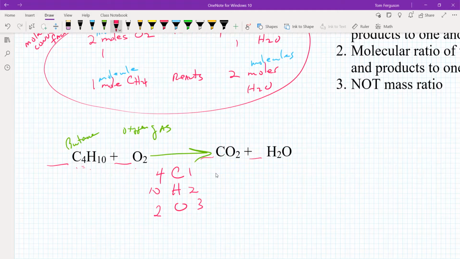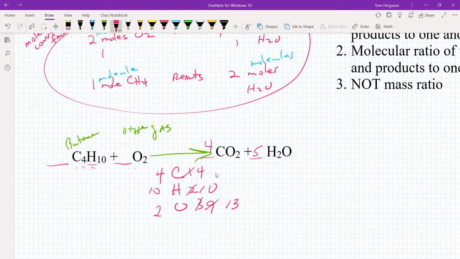Then you can either start with hydrogens or carbons. Let's just start with carbons, okay? So if we put a 4 here, that'll give us 4 carbons, but it's going to modify our oxygens. So we have 8 and 1 is 9. Okay, let's look at hydrogens. We have 10 here. If we put a 5 here, that'll give us 10 hydrogens, but again, it's going to modify our oxygens. So we have 8 and 5 is 13 oxygens. Okay, so what's left?